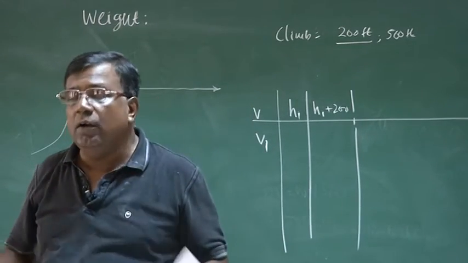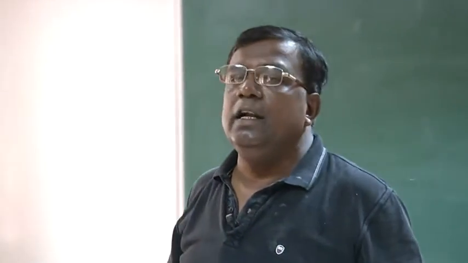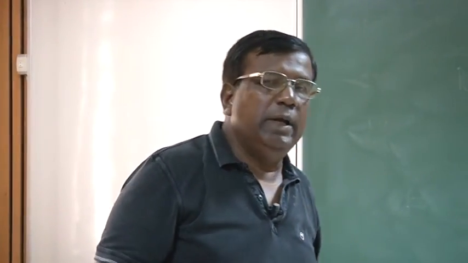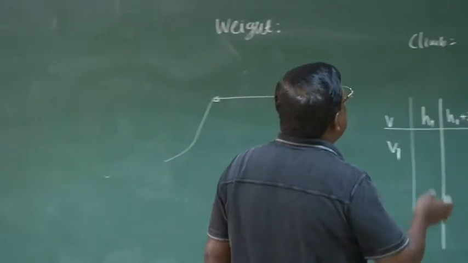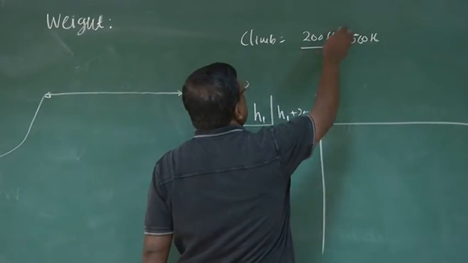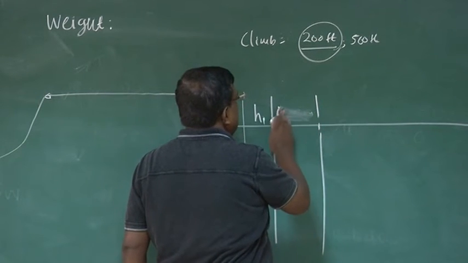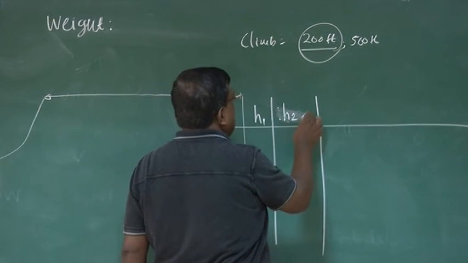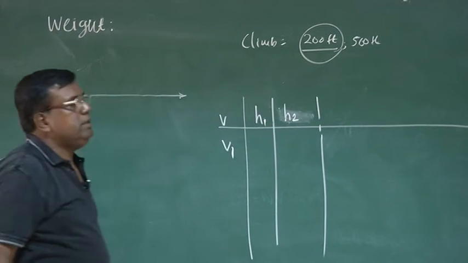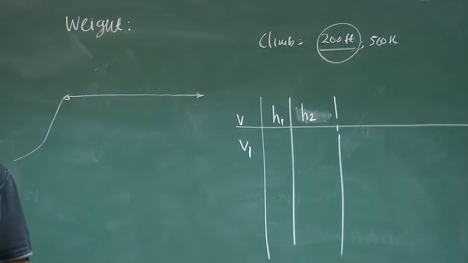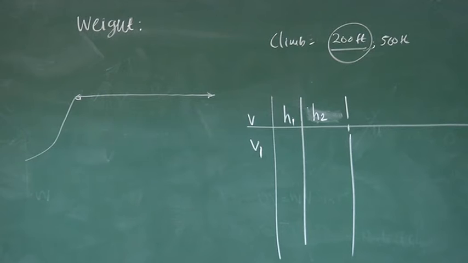But in actual practice, what will happen? It is too stringent a condition for a pilot to make it exactly 200. So what is better? You give him an idea, approximately 200 feet, and then note down that altitude where the pilot says, yes, I have gone up by 200 feet. It could be 210, it could be 195 feet. Okay, so you don't mind.